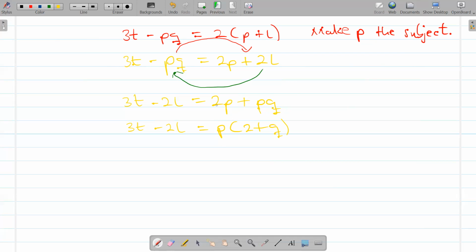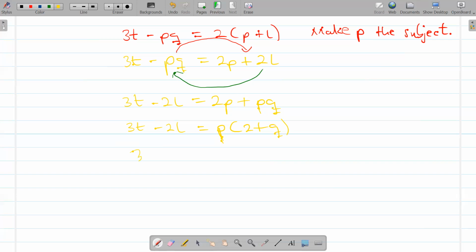Then we open a bracket, 2 plus what? Kill. Is that okay? Yes. Good. So now, since we want to make P stand alone, P is multiplying the bracket. So how do we get rid of the bracket? To get rid of the bracket, we are going to divide by 2 plus Q on both sides.